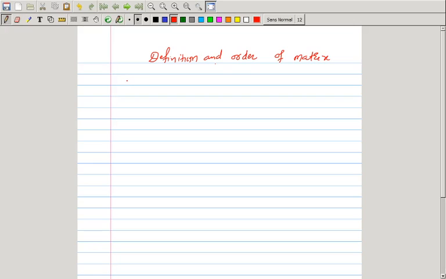So, order of a matrix we defined as number of rows cross number of columns, right? So if there are m rows and n columns in a matrix, then the order of that matrix is m cross n.